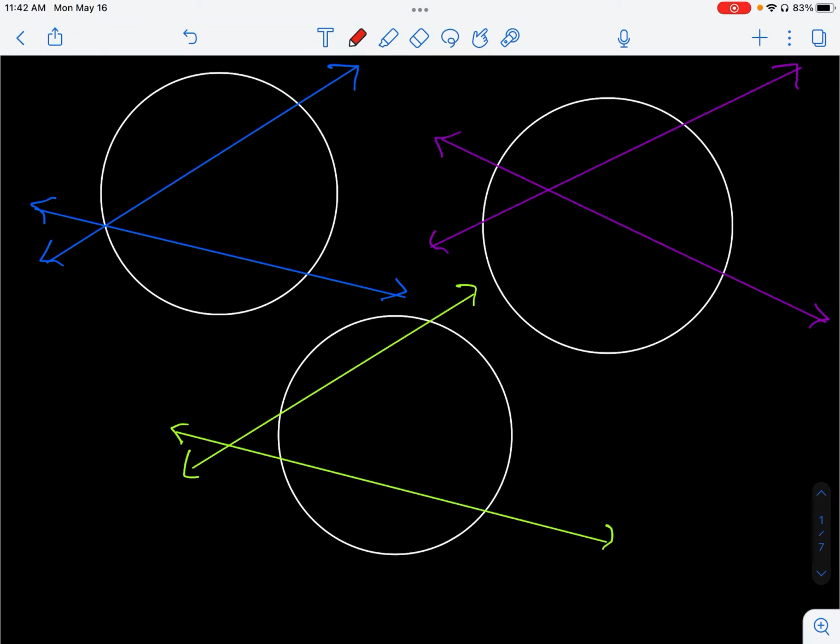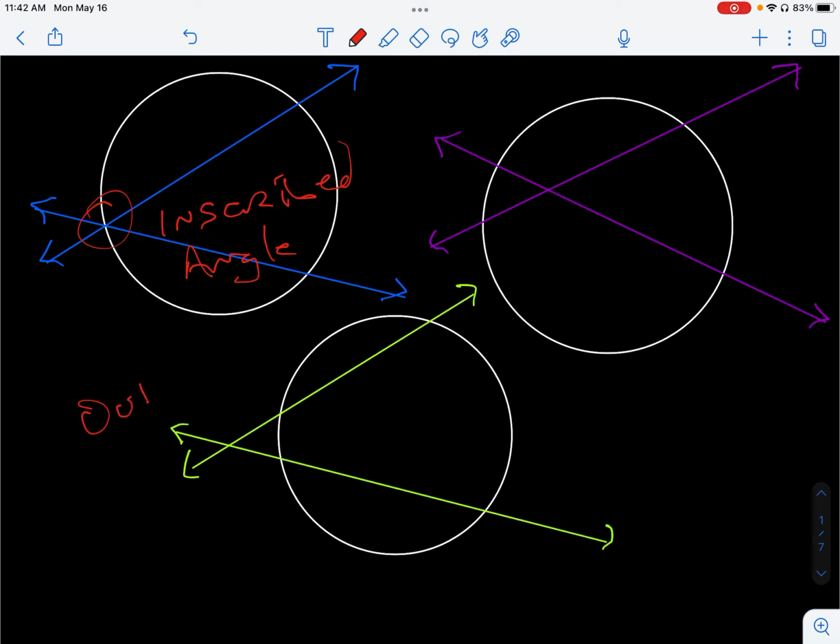All right, so let's talk more about intersecting lines in circles. If two lines intersect a circle, there's three places where the lines can intersect. They can intersect on the circle, which is an inscribed angle, which we talked about in a previous lesson.